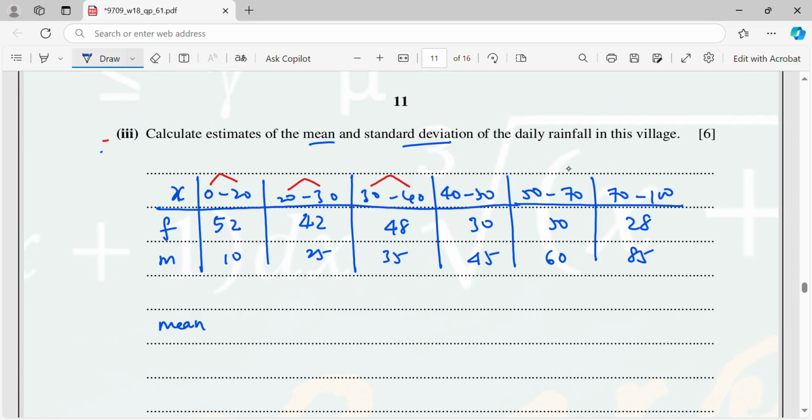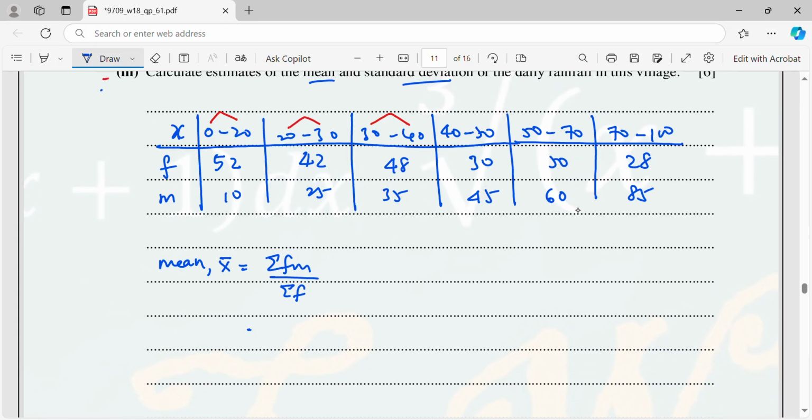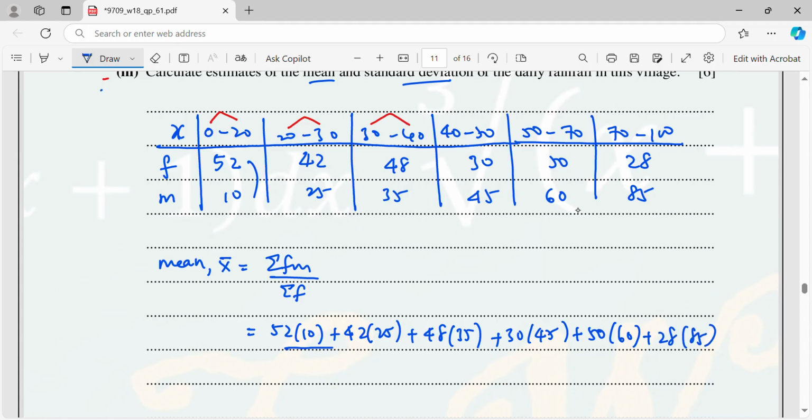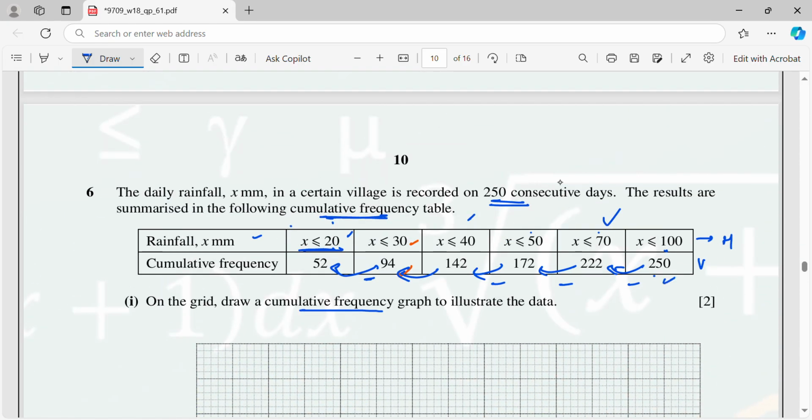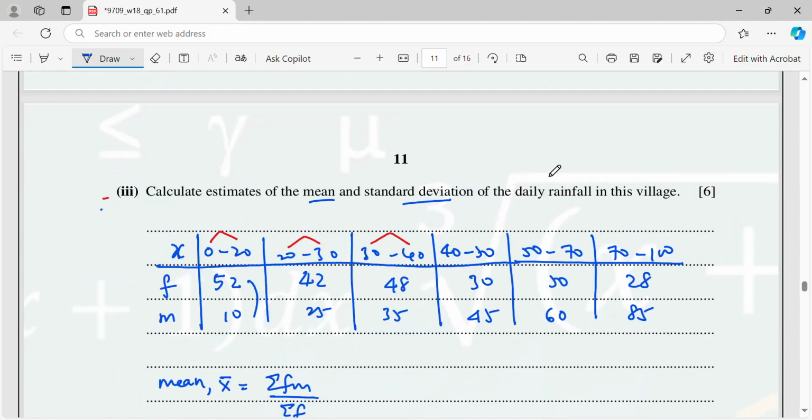I write this because I will use this value in the next calculation, which is the standard deviation. From here, you will be getting Fm, so 52 times 10, and because of the summation, you add: 42 times 25 plus 48 times 35 plus 30 times 45 plus 50 times 60 plus 28 times 85, over the total F, which you can get from the cumulative frequency, that is 250. So I will just write over 250.